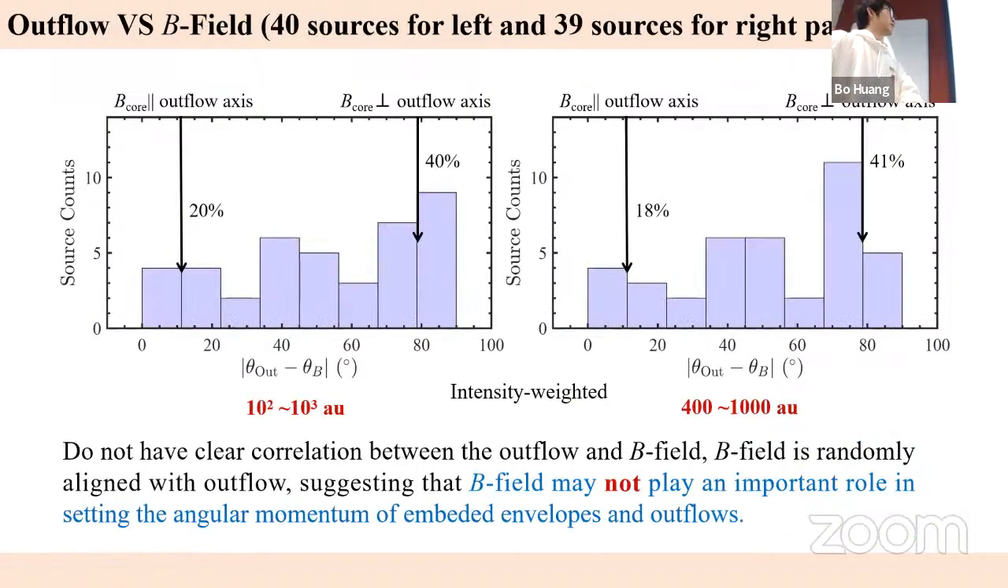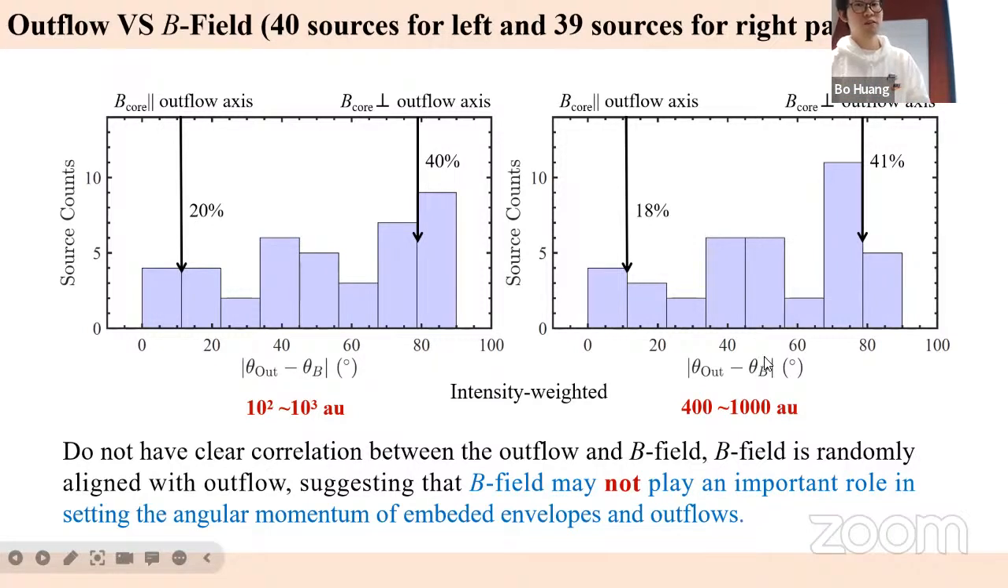And for the other 14 sources, which trace the magnetic field, about 40% of the sources show a perpendicular trend. But for the other sources, it is almost random. And this is weighted by the intensity, so if you go to the inner region, it will have more weight and will be contaminated by self-scattering.